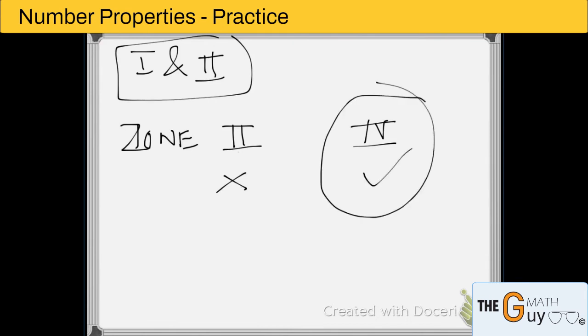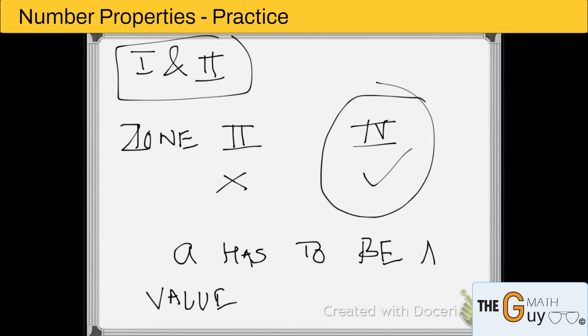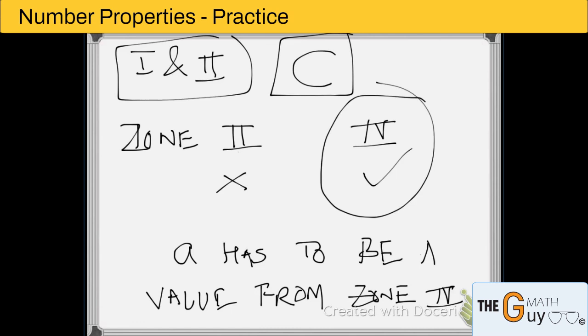The two statements together help us shortlist, narrow down that a has to be a value from zone 4, which means a is less than negative 1, which is exactly what we were looking for. That means a square will be the biggest out of the 5, and a to the power 5 will be the smallest term out of these 5, and so that's the answer. C. Both statements together are sufficient to narrow down to the answer. Yes, it will be that.